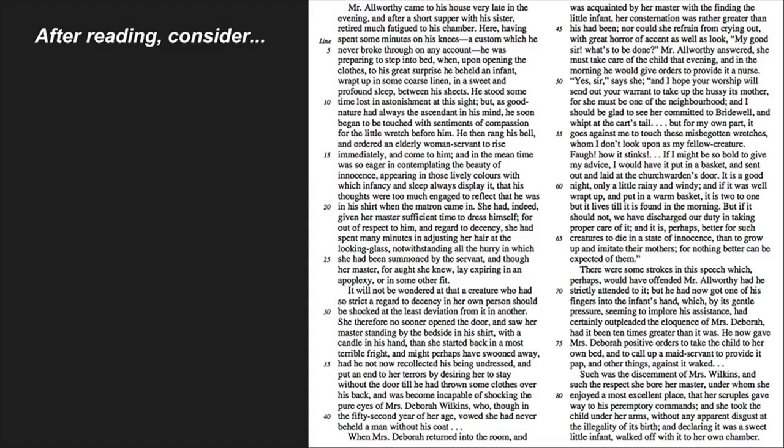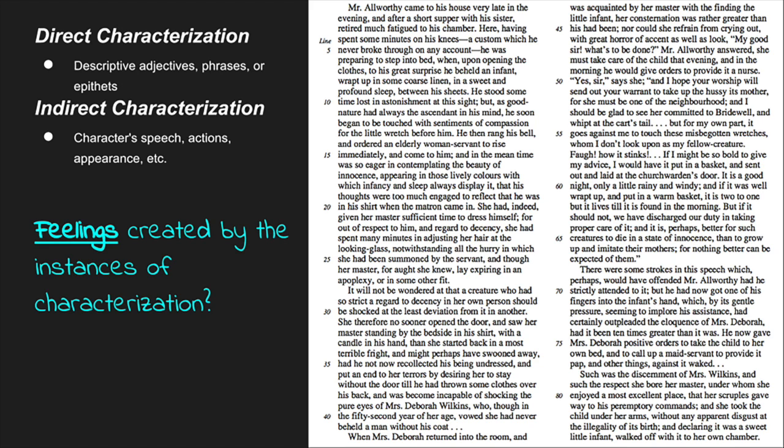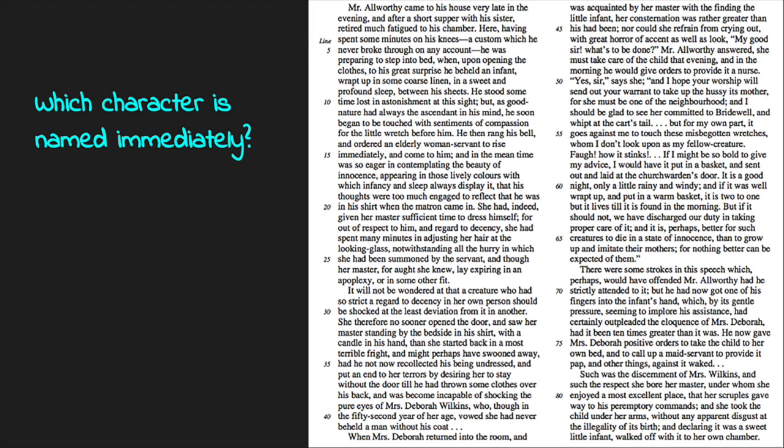After reading, consider how the author uses direct and indirect characterization for both Mr. Allworthy and Mrs. Wilkins. What feelings do these instances create around each of the characters? What impact does Fielding's word choice have? Which character is named rather immediately and which one is not?